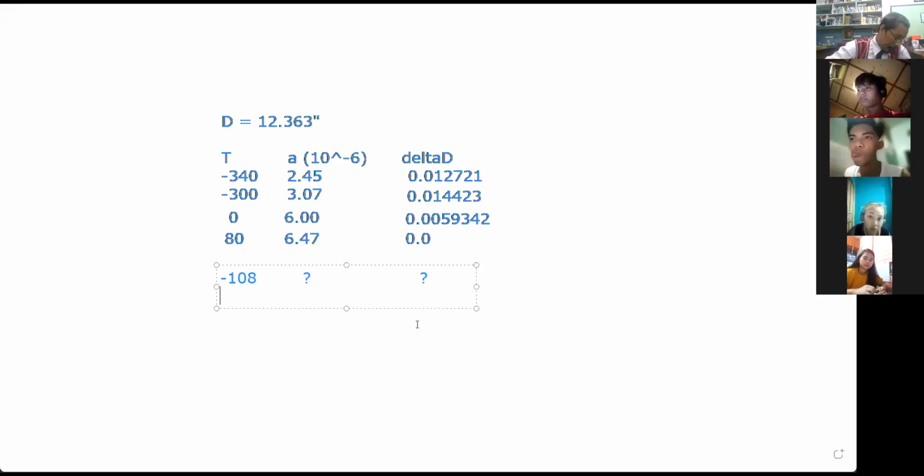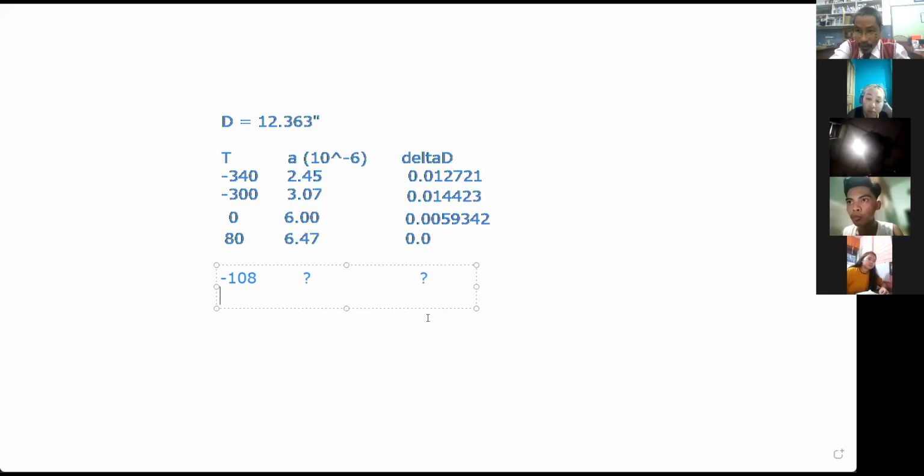Okay, I think that is not correct. The nearest temperature from the table. Negative... not in this table. The table that I gave previously, not in this table. Negative what? Negative 160, negative 340, negative 80, and negative 220, sir.